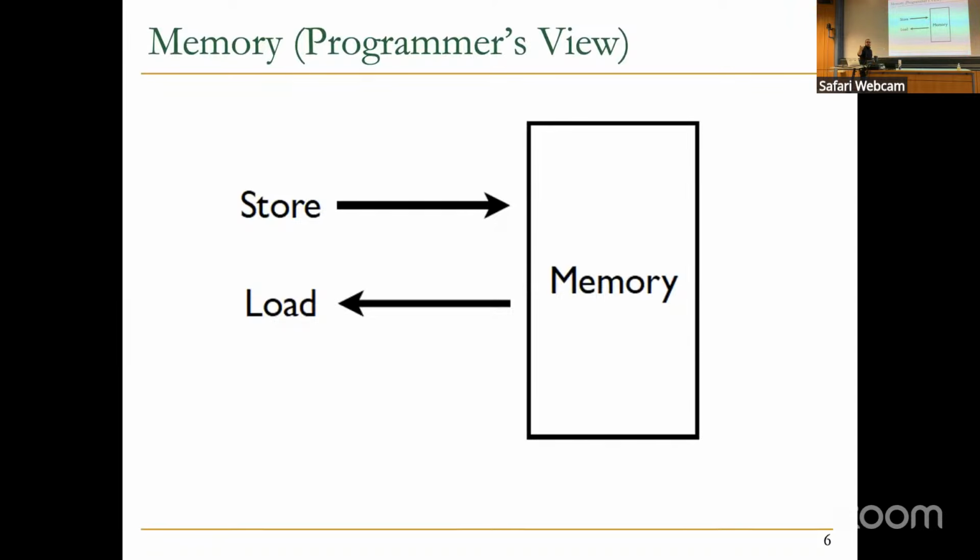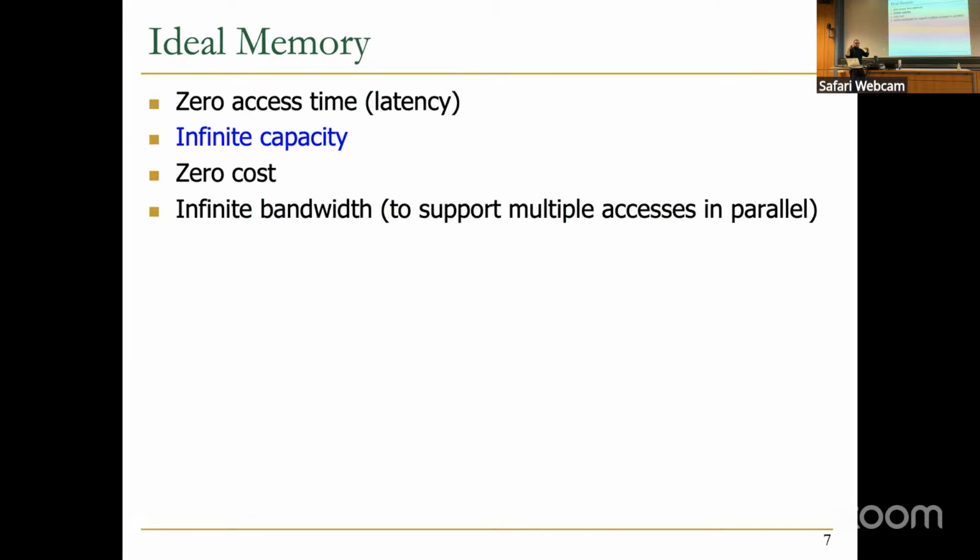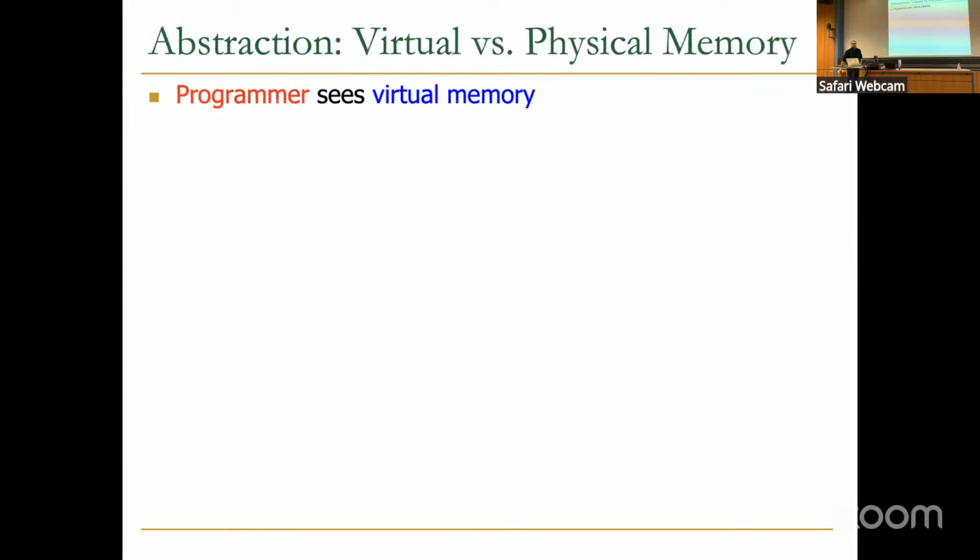So how do programmers right now interact with memory? Using loads and stores, right? When I want to write to memory and when I want to load from memory, there is a specific interface that I do this with. So what would be an ideal memory? An ideal memory would have a zero access time, which means no latency, infinite capacity. I would assume that memory is infinite. It would have zero cost. I wouldn't pay anything for it, and infinite bandwidth. I go to it and fetch data with no penalties.